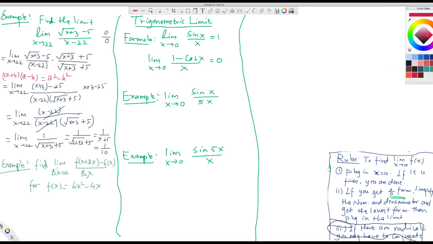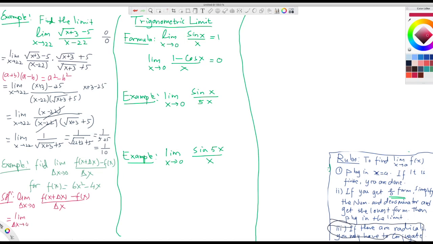Let me do this problem. So the solution is the limit delta x tends to 0. You want to find out f of x plus delta x minus f of x over delta x. That's what you want to find out, right? So what is the value of f of x plus delta x? Let me write the limit delta x tends to 0. What is the value of f of x plus delta x?